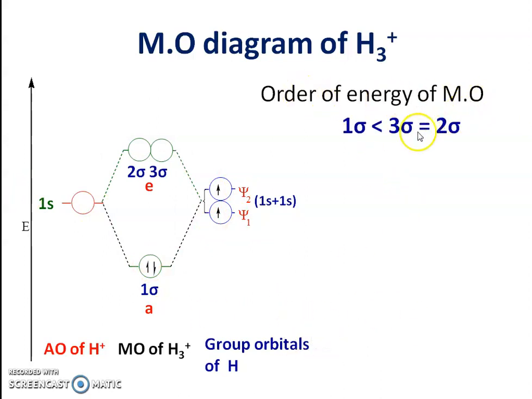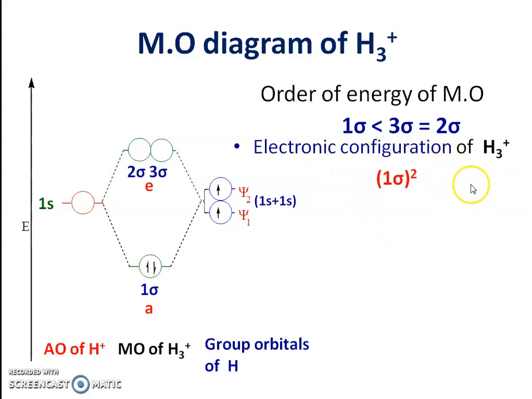Now the order of energy of the molecular orbitals: the 1 sigma orbital has the lowest energy, and the 3 sigma and 2 sigma orbitals have equal energy. These are the doubly degenerate orbitals and therefore labeled as E, and the energy of these doubly degenerate orbitals is greater than that of the singly degenerate orbital, 1 sigma. The electronic configuration of H3 plus is 1 sigma 2. All the electrons are paired in molecular orbitals, and therefore H3 plus is a diamagnetic molecule.